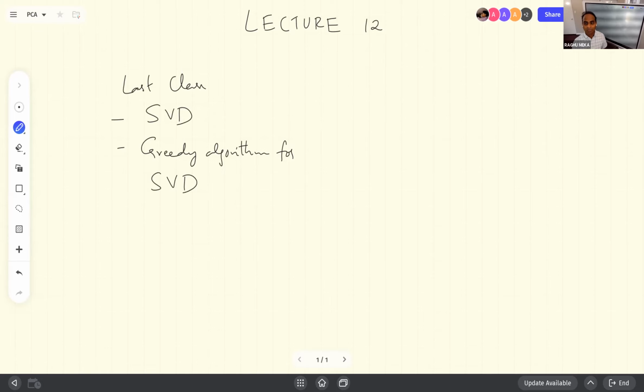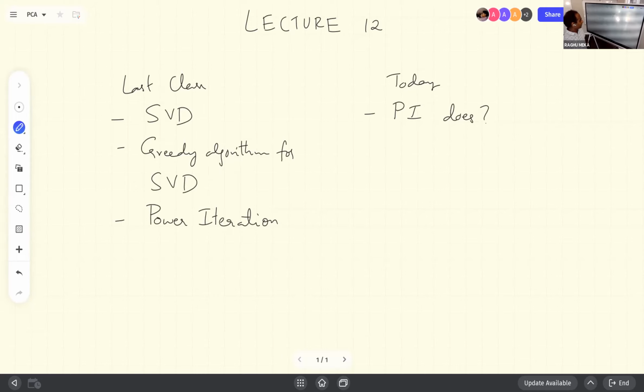compute SVD by computing one singular vector at a time. And that's a remarkable property because we don't know how to handle multiple things, but we can compute one at a time. And for each one, we introduce a simple idea of applying the power iteration algorithm. Okay? And our goal today is to understand what PI does. So when does it work, why does it work, and things like that.